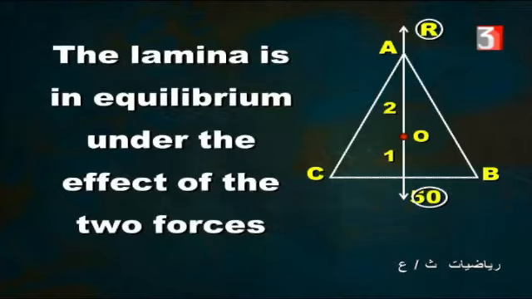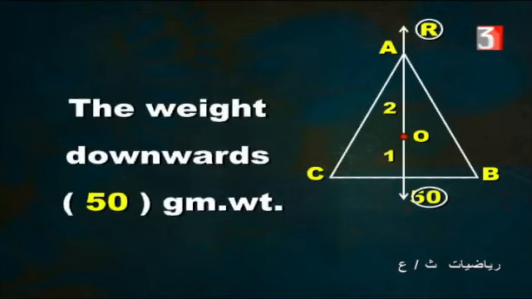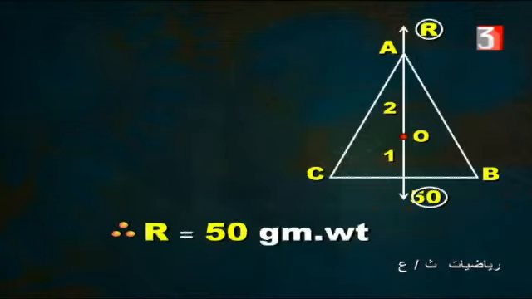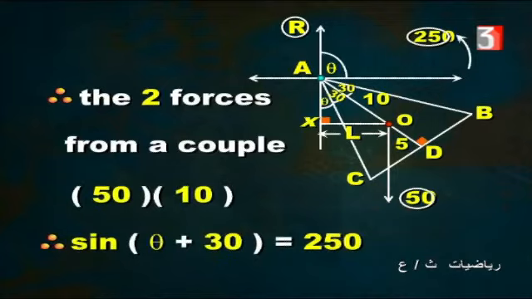The lamina is in equilibrium under the effect of 2 forces. Look at the weight downward 50 gram and the couple given. Reaction R equals the weight 50. Look, the 2 forces form a couple. The first, 50 times 10, 10 being the distance between them, times sine theta plus 30, equals 250.